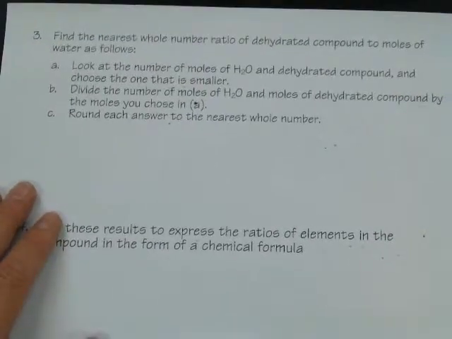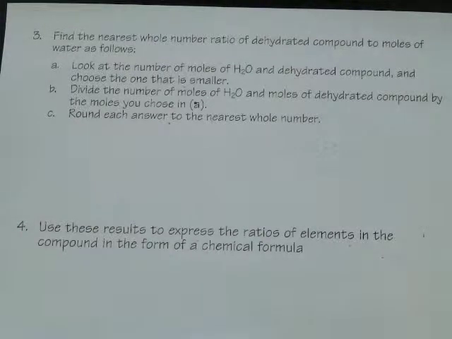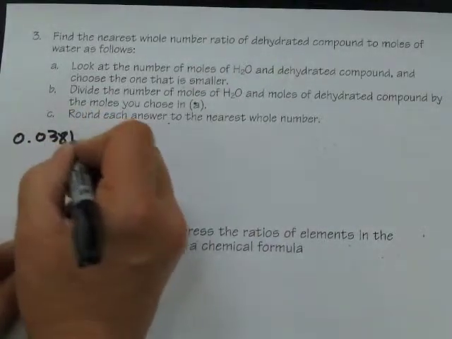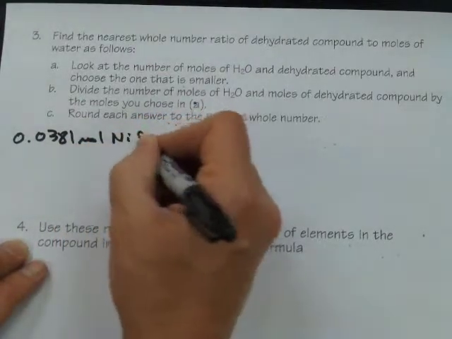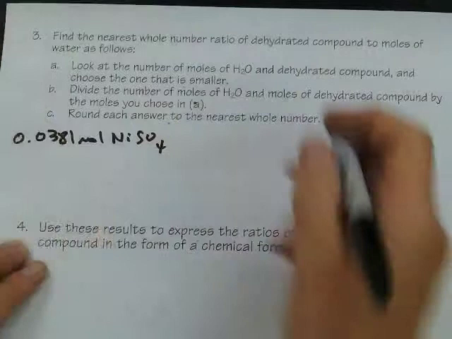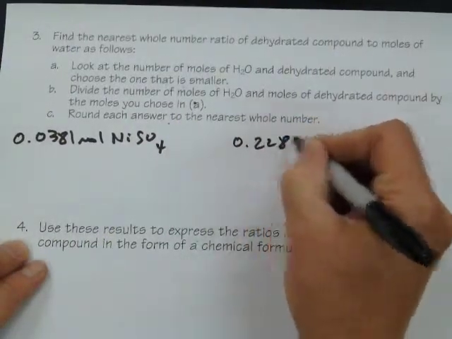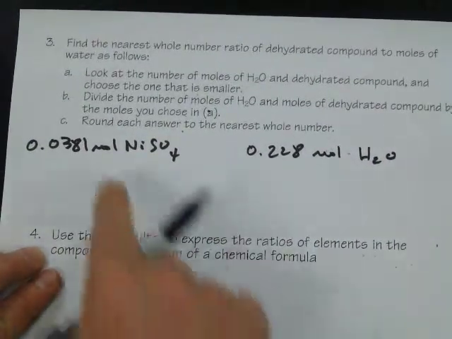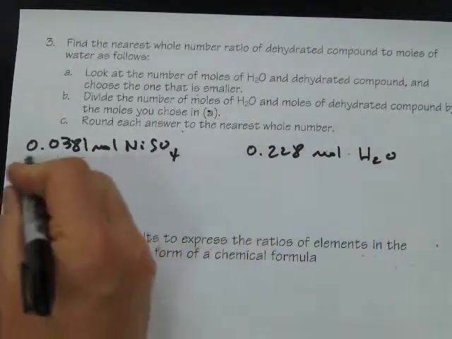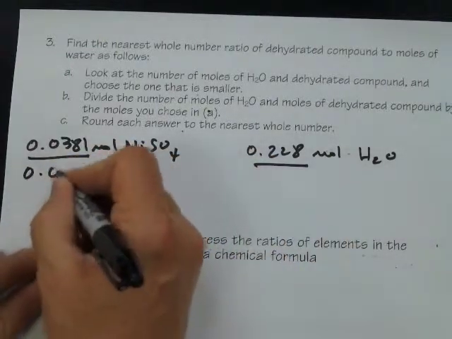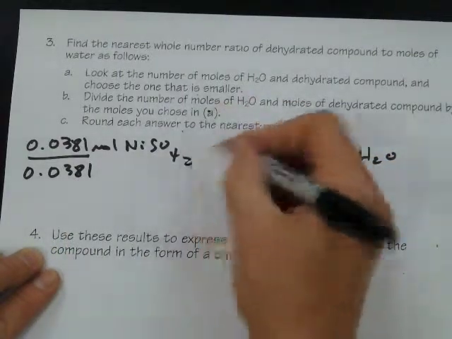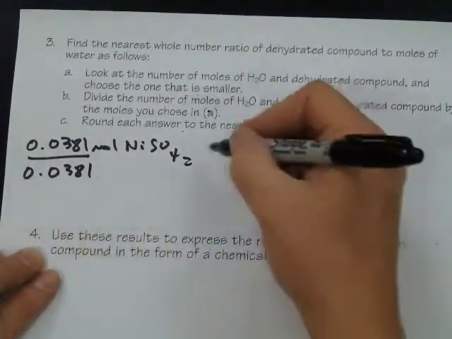We're going to find the nearest whole number ratio of the dehydrated compound, the yellow part, the nickel sulfate part, compared to the water part. So there were 0.0381 moles of nickel sulfate, and there were 0.228 moles of water. And I'm looking at those to see which one is lower. This one is lower, so I'm going to divide both of them by the smaller one, 0.0381. And when I do that on this side, since it's divided by itself, it will equal 1.